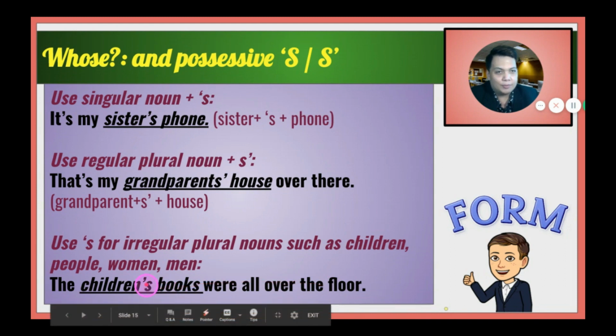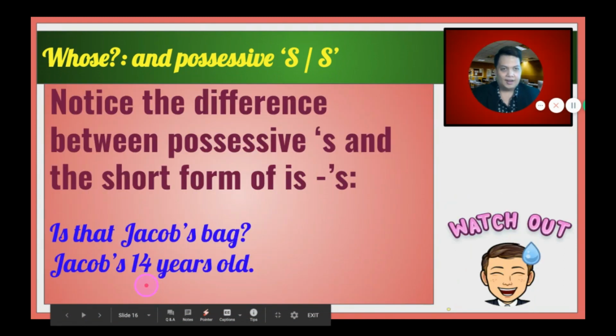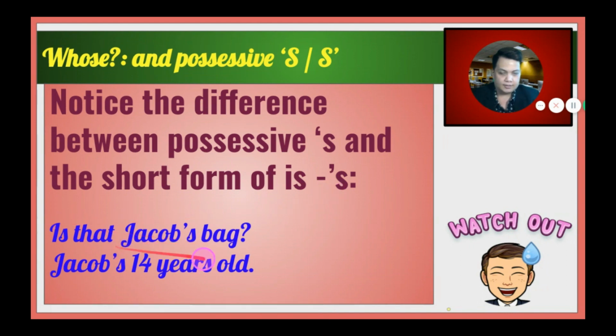So we use apostrophe s right over here. Now, notice the difference between possessive apostrophe s and the short form of is, also apostrophe s. In this example, is that Jacob's bag? Here we're asking about possession, so it's apostrophe s.